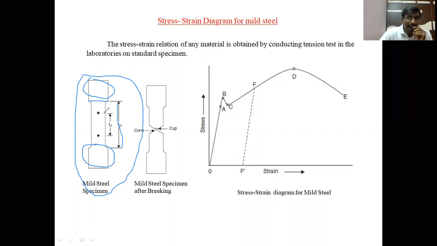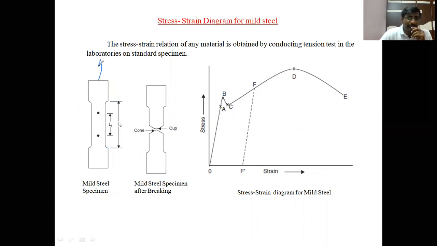This L1 is called the extensometer gauge length. That means from this point to this point we indicate as the gauge length. Between these 2 points, the gauge length is observed by applying the load on this specimen. In the universal testing machine in the laboratory, that is the tensile testing machine, we apply the load on this testing specimen.